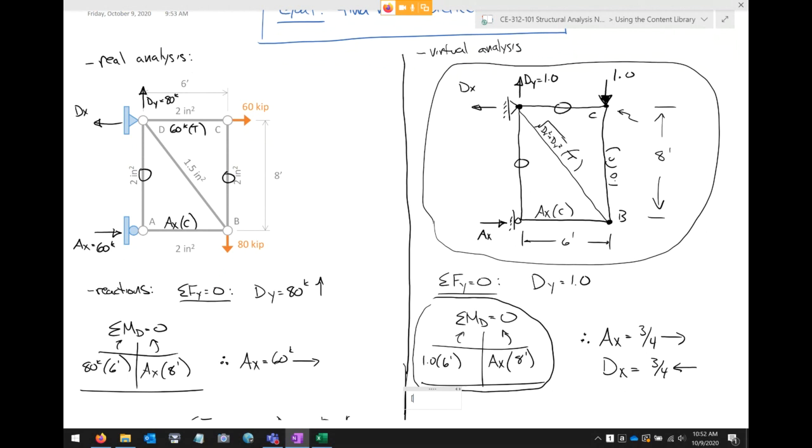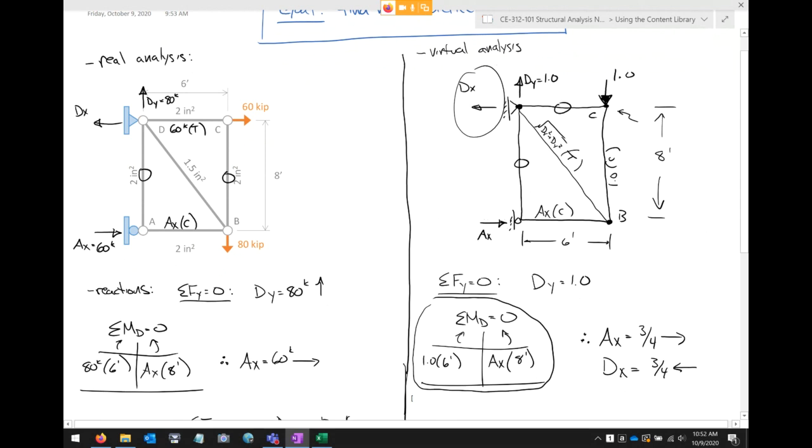As for DX, that comes from sum of forces in the X direction. I admit I did that a little fast. But if you sum forces in the X direction, the only thing you have is DX to the right, so you've got to have AX to the left. Or you have AX to the right, so you've got to have DX to the left. And if it's 3/4, it's 3/4. No, that's fair. I did that kind of quick. That's okay. No problem at all.